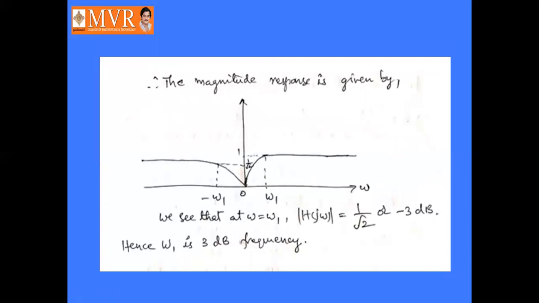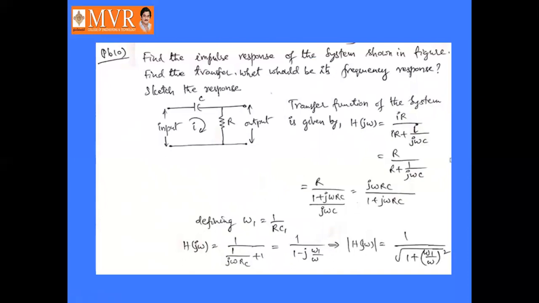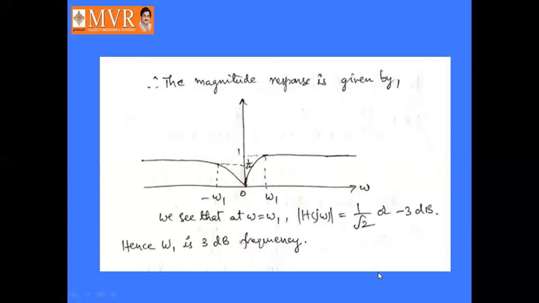This is the magnitude response, the magnitude versus frequency. We see that at ω equal to ω1, the magnitude of H(jω) becomes 1 by the square root of (1 plus 1 whole squared), that is 1 by the square root of 2. At ω equal to ω1, it is 1 by root 2. It is also called the minus 3 dB frequency. Hence, ω1 is the 3 dB frequency.